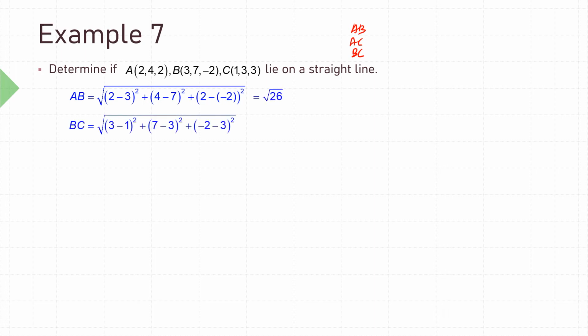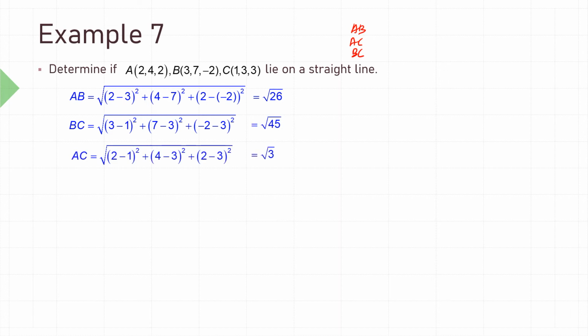Now, we have to determine if A, B, and C lie on a straight line. So what needs to be done for this type of question? We have to find the distance of AB, AC, and also BC, something like this. So we find the distance of AB, we get this one. We find the distance of BC, and we get root 45.